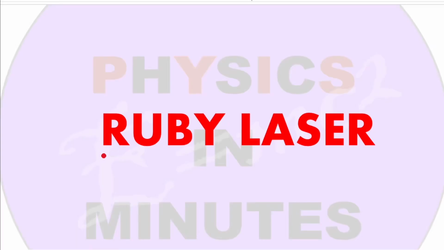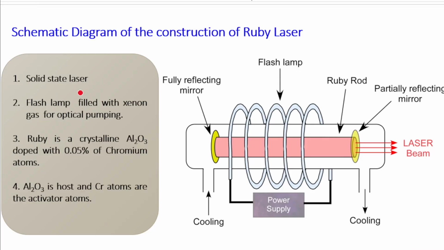Hello students, in this video we are going to learn about ruby laser. Now, ruby laser is a solid state laser. It consists of a pink ruby cylindrical rod whose ends are optically flat and parallel. Now one end of the rod is fully silvered and the other end is partially silvered.